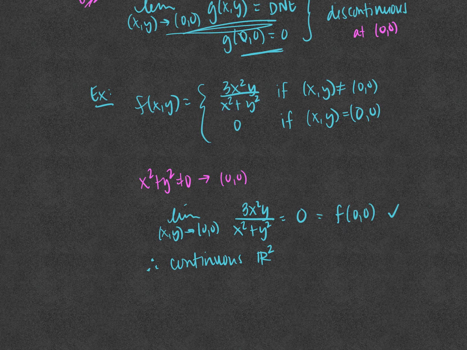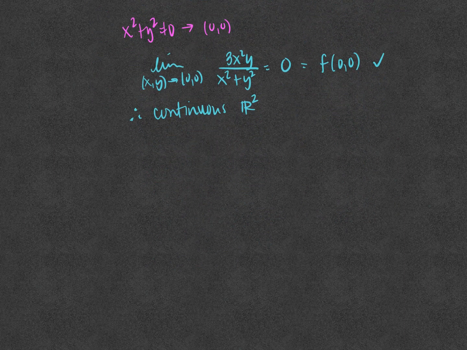The next example says, again, where is the function continuous? We're going to say h of x,y equals e to the negative quantity x squared plus y squared.